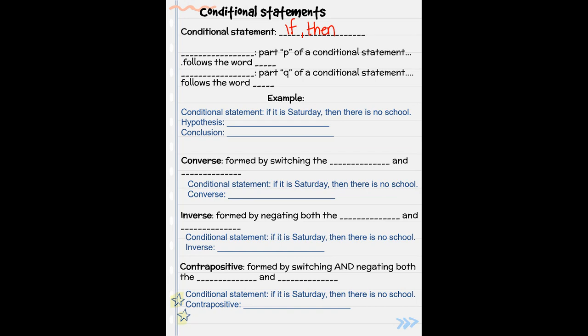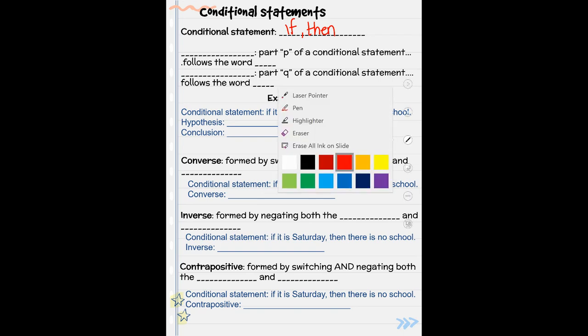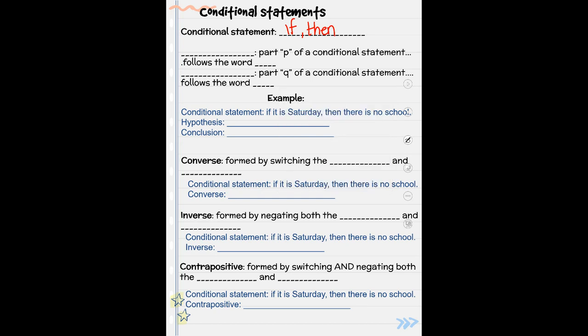Basically we're noticing a pattern. So if ABC happens, then XYZ happens. There are two parts to our statement: the part that follows the if, and the part that follows the then. We call those our hypothesis and our conclusion. Our hypothesis is what follows the if, and we call that the P part.